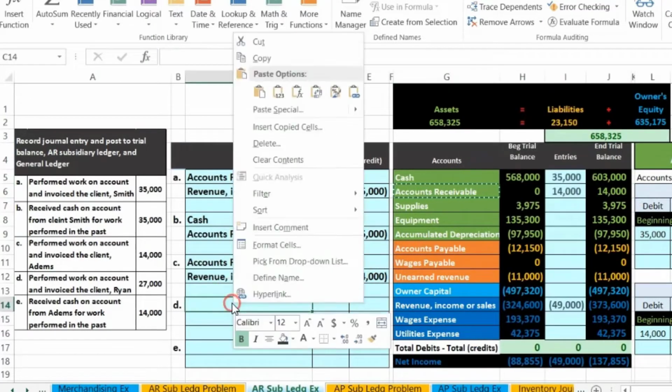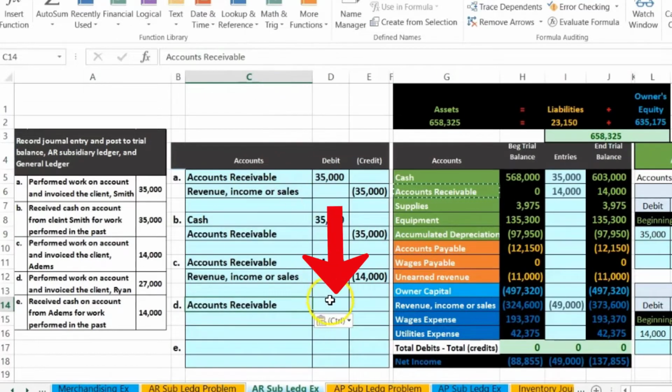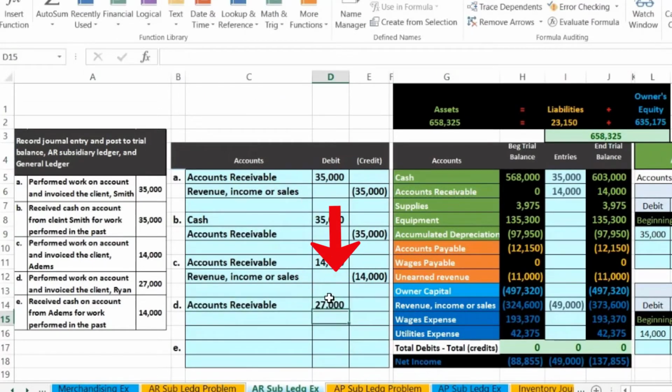I'm going to put that on top again. The amount being 27,000. If we debit something, we're also going to have to credit something. So I'm going to put a negative 27,000 in E15 and enter. That'll put brackets around it. Then what should that account be?